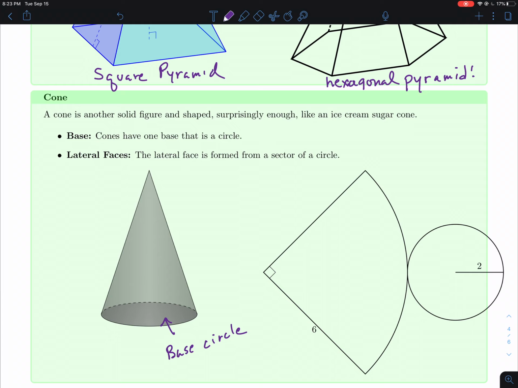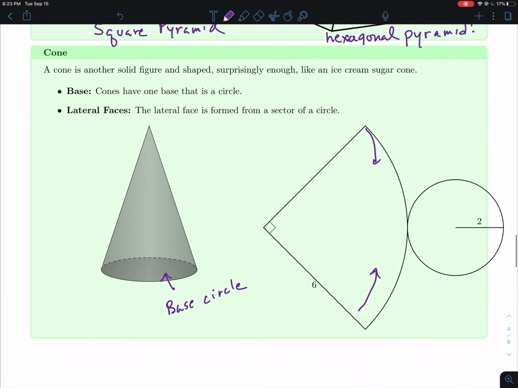And the lateral face is actually formed by taking the sector of a circle. So if you look over here on the right, I've actually drawn a net for a cone. So this is actually what the net of a cone would look like. So we would roll this up to meet each other, and then we'd fold the circle over, and that would actually give us our cone shape in that case. And so again, there's no polygons involved in this, so this is not a polyhedra either.